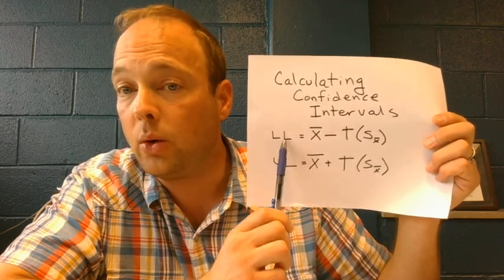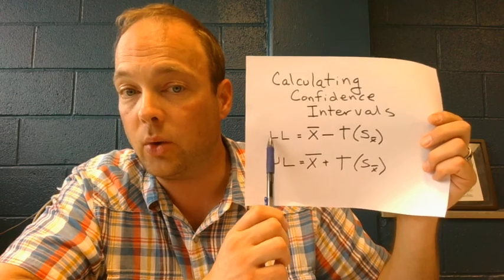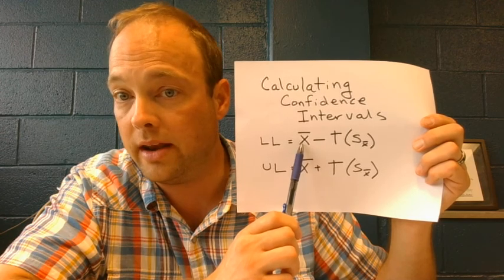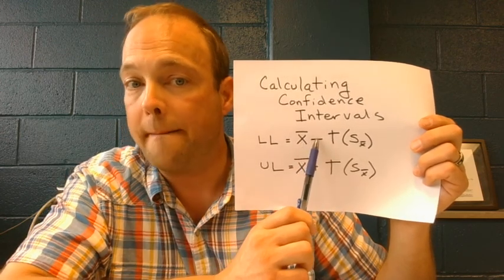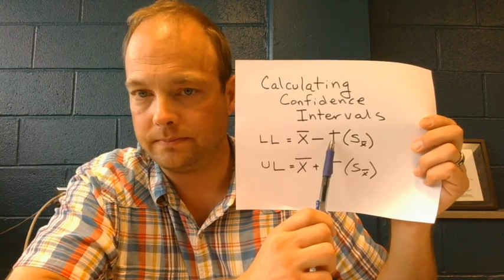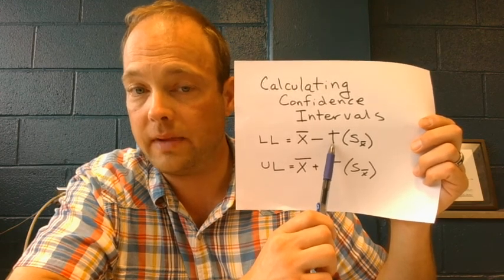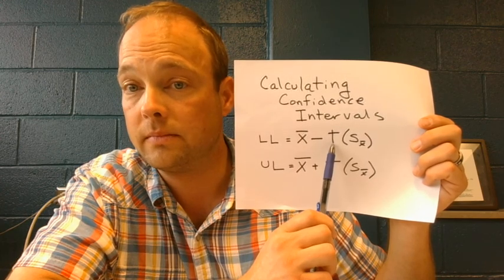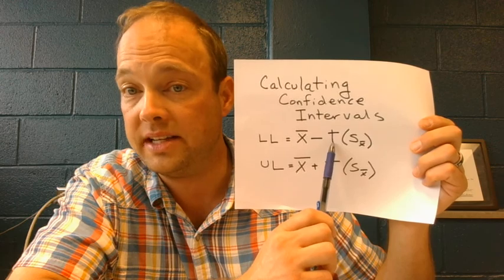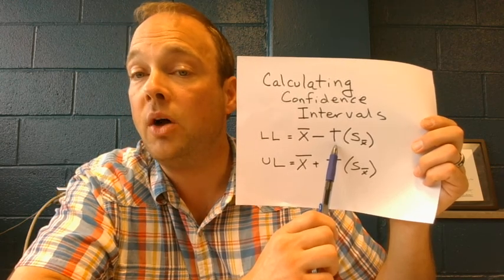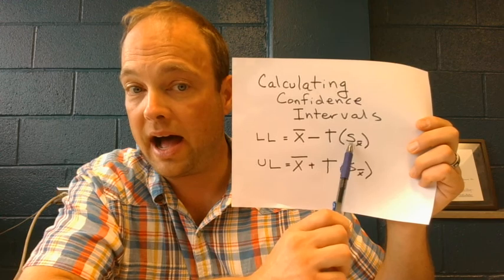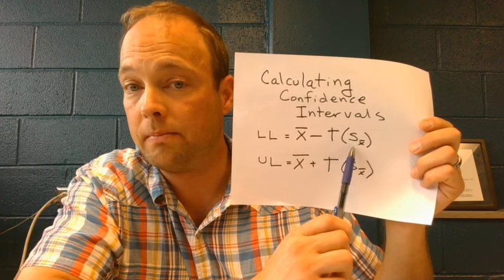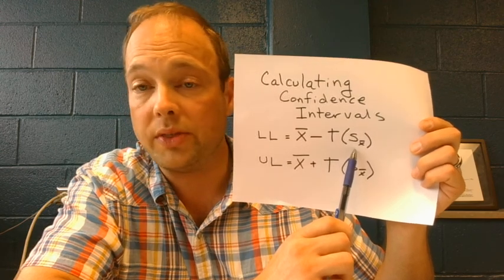So let's start with the lower limit. To calculate it, LL, lower limit, equals the sample mean, minus a t-value that is going to come from the t-table, multiplied by S sub x bar, the standard error for the sample. Hopefully you're familiar with what the standard error is.